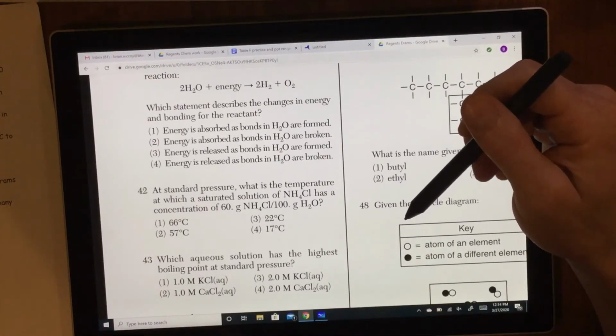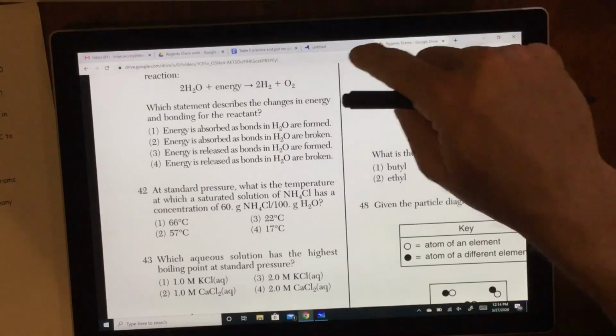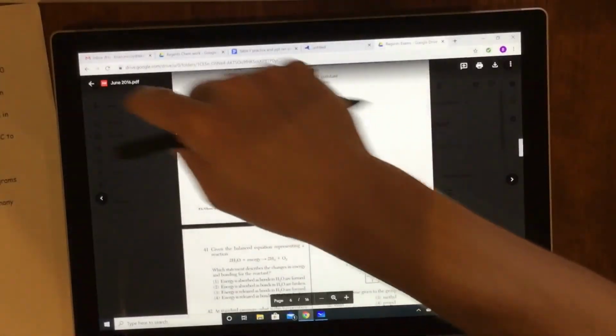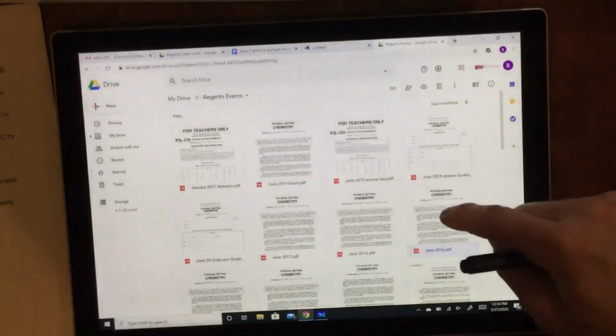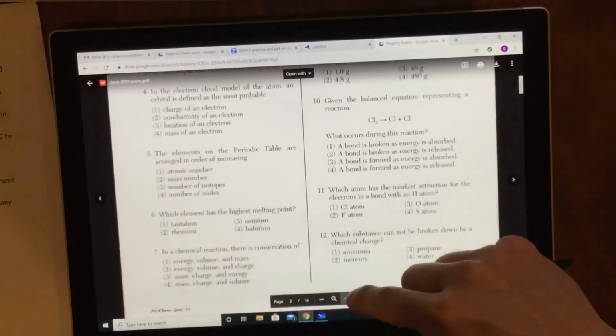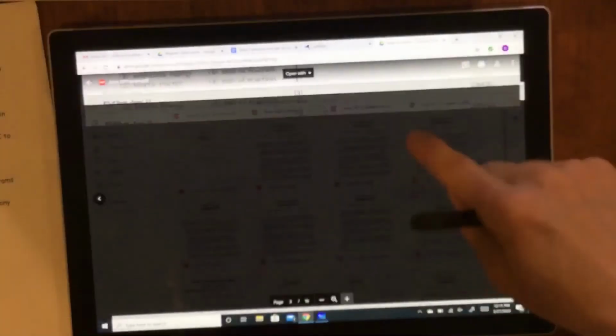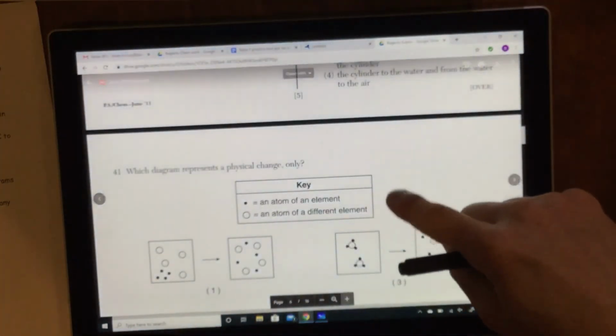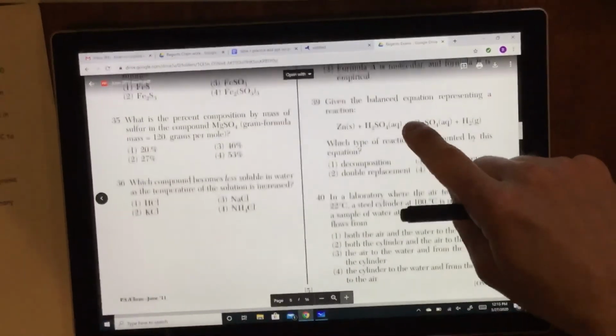All right, and one more. June 2011. Number 36. There it is.